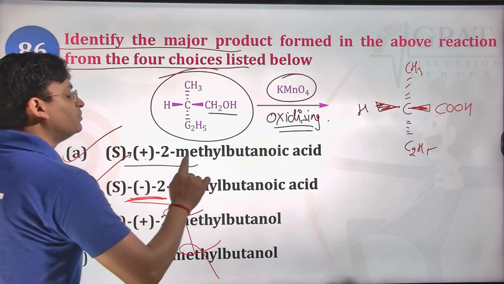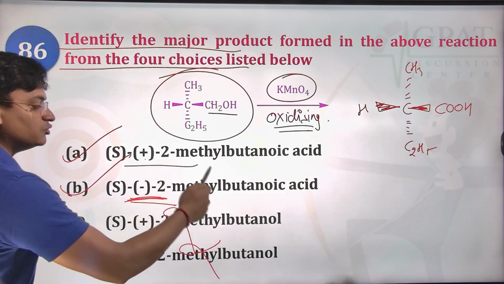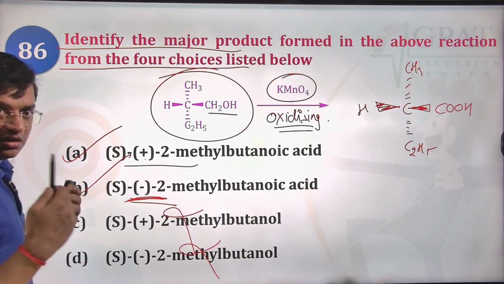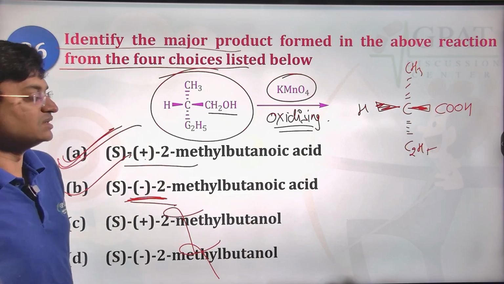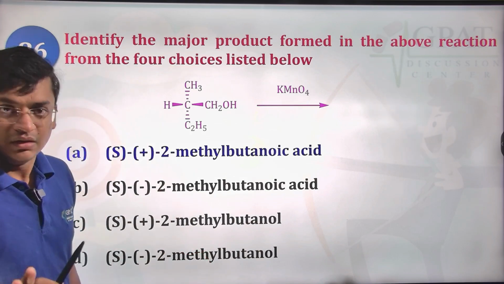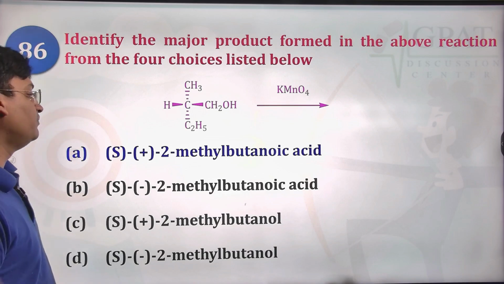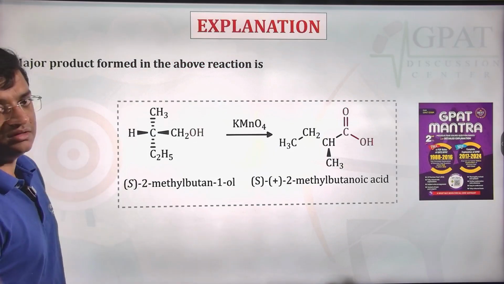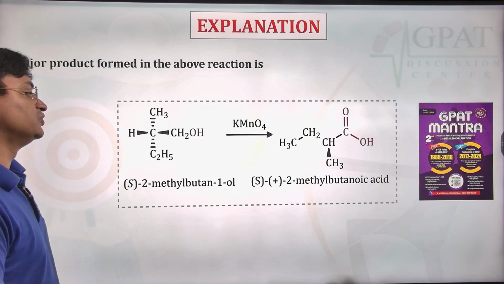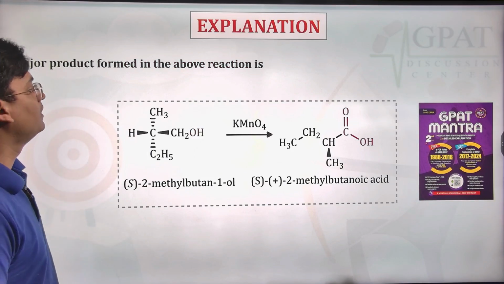It could be S plus 2-methyl butanoic acid or S minus 2-methyl butanoic acid. But for the major aspect, we are going to have only our positive answer. But both of them can be correct. Both of them are correct here. So 2-methyl butanoic acid is formed by oxidation of the alcohol functional group.